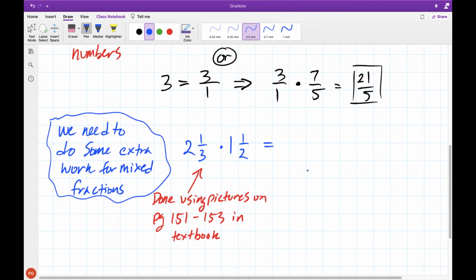If we don't want to draw pictures to solve this, instead what we want to do is turn these into improper fractions. Now, if you remember from our previous video, we had a shortcut where we multiply these 2 numbers together and add it to the numerator.